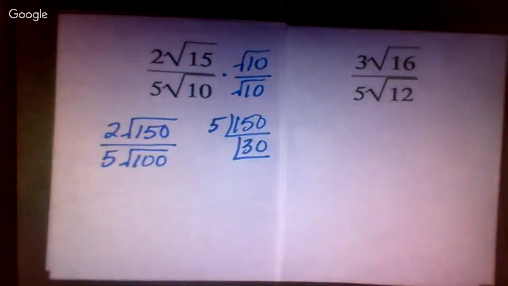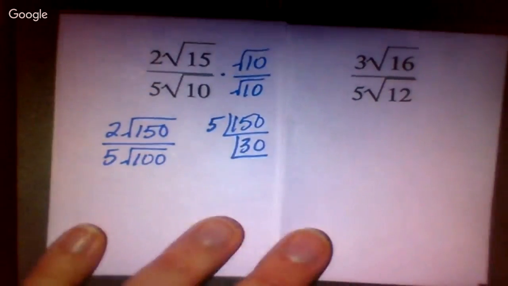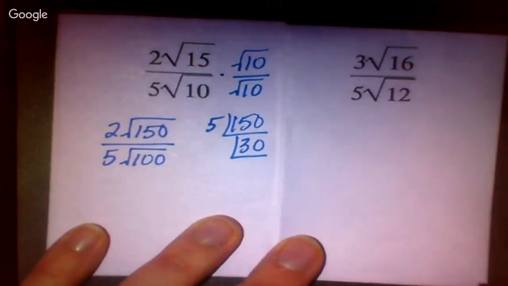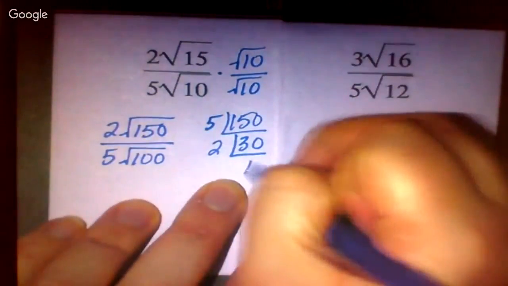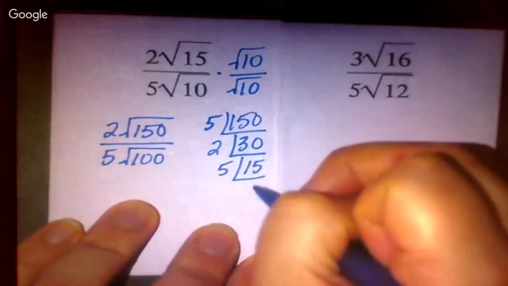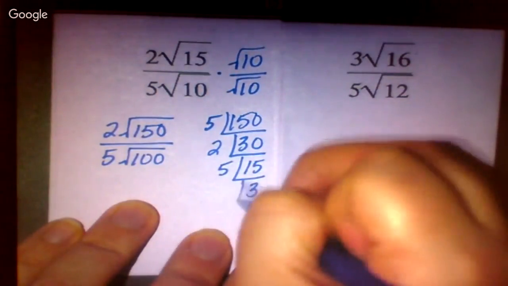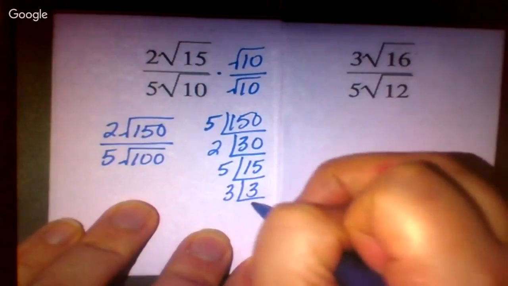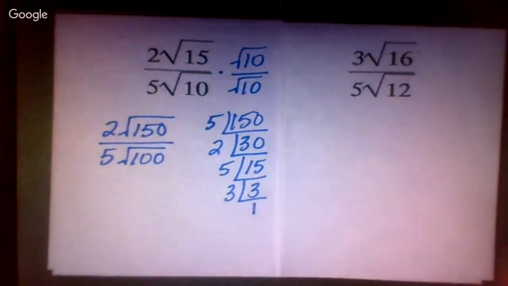What divides evenly into 30? 15 does, but 15 is not prime. So we can do 2. 2 and 15. 5 and 3. 3 and 1.